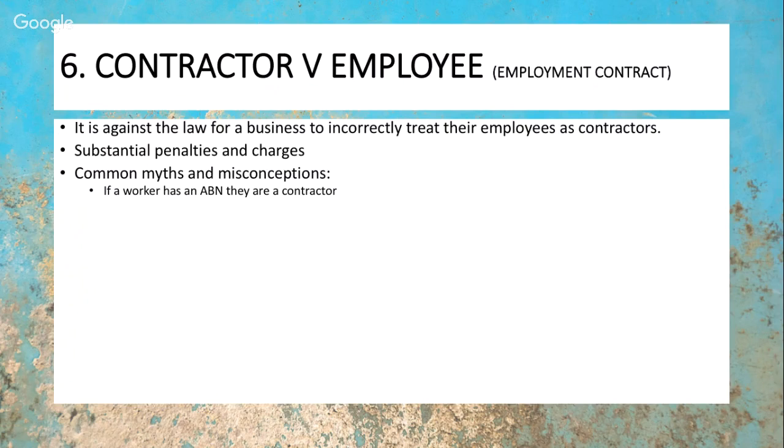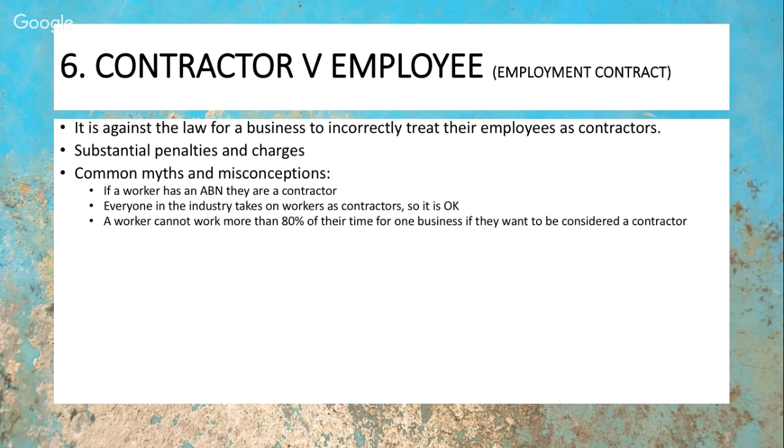The first one: if a worker has an ABN, then they're considered a contractor. This is not necessarily true. It comes down to looking at the essence of the contract. Whether they have an ABN or not, they could be considered an employee. Everyone in the industry takes on workers as contractors, so it's okay. Again, just because everyone else is doing it doesn't necessarily mean it's the right thing to be doing. A worker cannot work more than 80% of their time for one business if they want to be considered a contractor. This doesn't have any weight in this particular argument, contractor versus employee. This 80% rule is to do with something completely different.